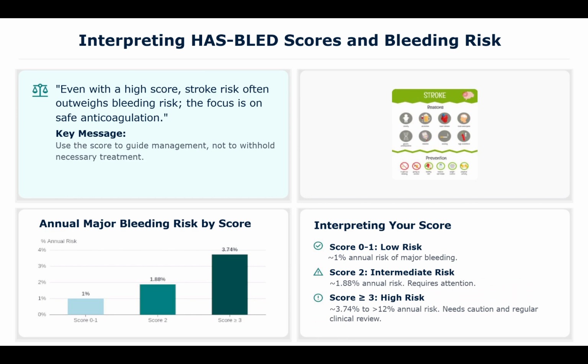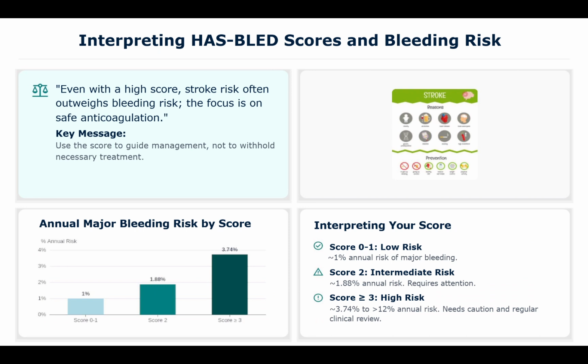Interpreting the HAS-BLED score is key to its utility. Generally, a score of 0 to 1 indicates a relatively low risk of major bleeding, with an annual risk of around 1%. A score of 2 suggests an intermediate risk, approximately 1.88% annually. However, a score of 3 or more is considered high risk. These necessitate caution and regular clinical review, with annual bleeding risk ranging from about 3.74% for a score of 3 and potentially over 12% for a score of 5.